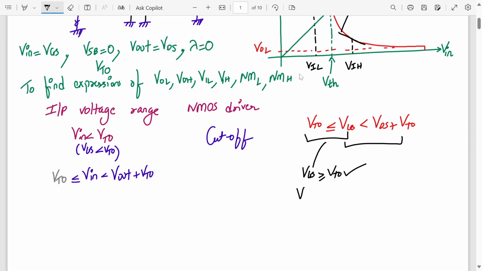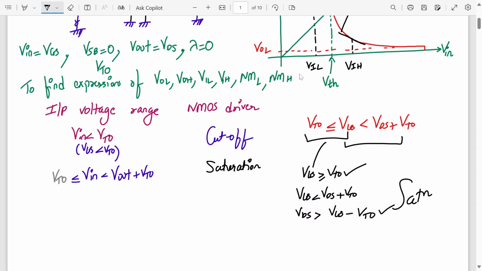Next condition is what? VGS less than VDS plus VTO. So we can say VDS is greater than VGS minus VTO. Yes or no? So this is the condition for saturation. So in the second input range, my NMOS driver acts in the saturation mode of operation. Let us check the last range over here. I think it is clear to you now.